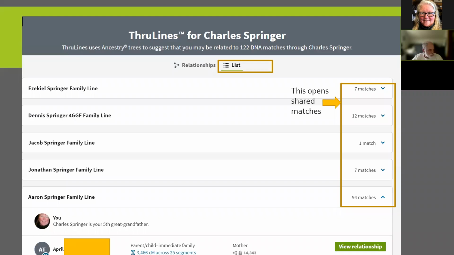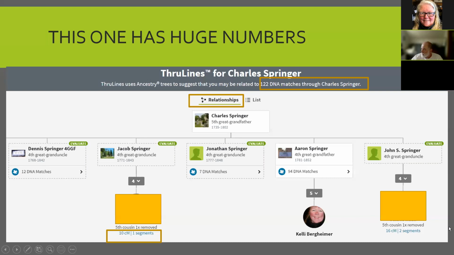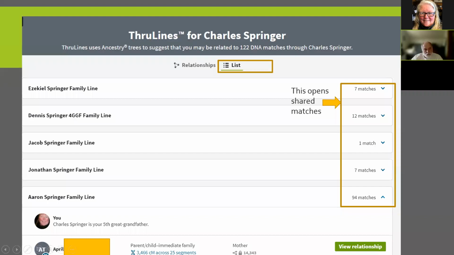I can click on the list for Charles Springer. So over here, I was looking at the relationship. If I click on list, this is what I see, and you can open up shared matches. So this has each one of these people listed, each one of the siblings, Ezekiel, Dennis, Jacob, and so on. And you can open up and look at those matches. And you can see here, the one that I'm related to the most closely is Aaron Springer. There are 94 matches to Aaron Springer. So potentially quite a lot of people who are related to me and to my mother.